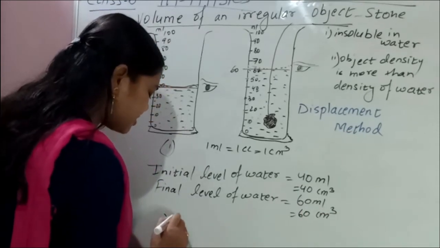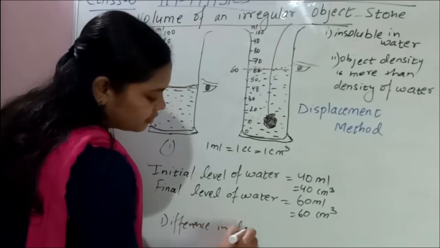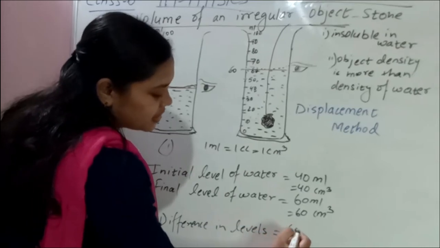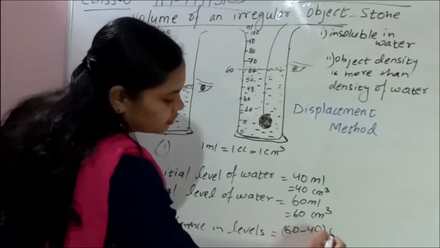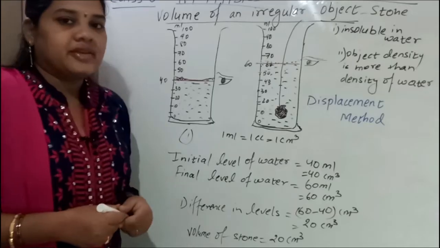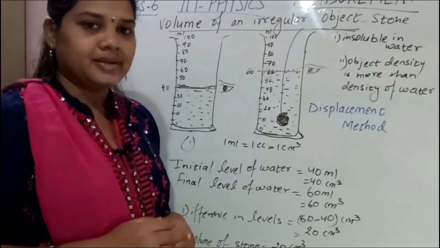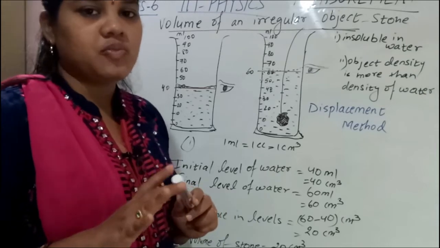So what is the difference? Difference in levels: 60 minus 40. How much? 20 centimeter cube water is displaced. So volume of stone is how much? 20 centimeter cube. See children, whenever any object is completely immersed in water, it displaces some volume of water.